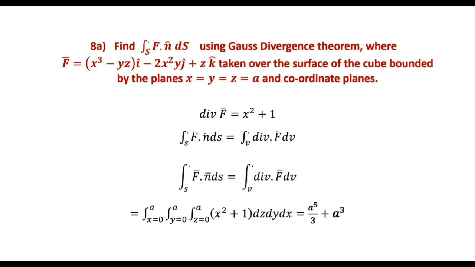So all limits are constant limits. Integrating with respect to x, x square gives x power 3 by 3 plus 1 gives x, so we get a cube by 3 plus a, and the rest of the part, integral dz is a, integral dy is a. So a square into (a cube by 3 plus a) is a power 5 by 3 plus a cube.